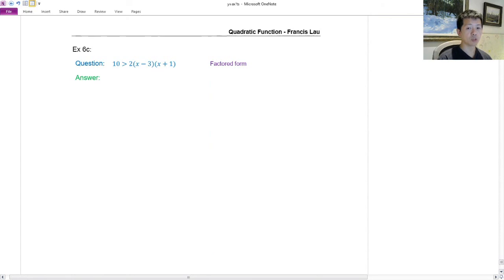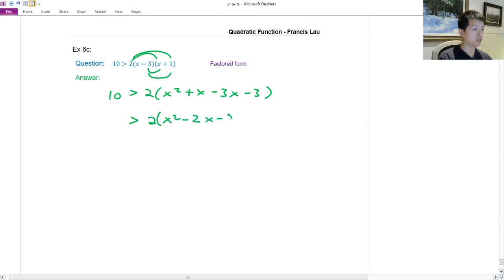Now this example, so what should I be doing? I should be multiplying the bracket and transforming it into the general form. This is how I would do it with the factor form. I'll have to multiply that. So I have 10 bigger than 2x squared plus x minus 3x and minus 3. And this is going to be 2 times x squared minus 2x minus 3, and 10 bigger than 2x squared minus 4x minus 6.